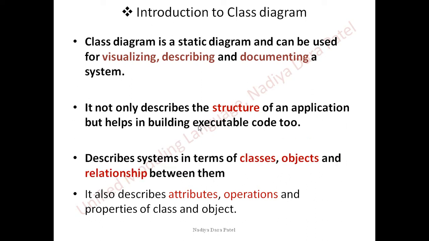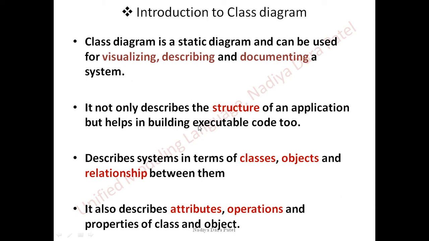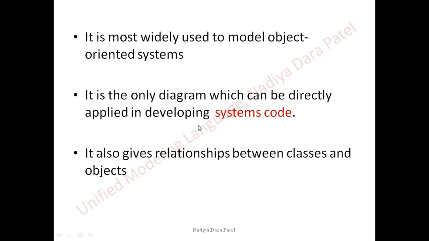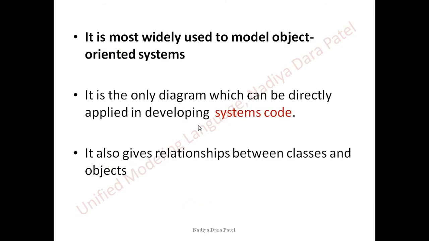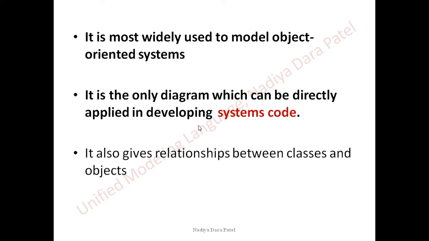It describes systems in terms of classes, objects and relationships between them. It also describes attributes, operations and properties of class and object. It is most widely used to model object-oriented systems. It is the only diagram which can be directly applied in developing a system's code.